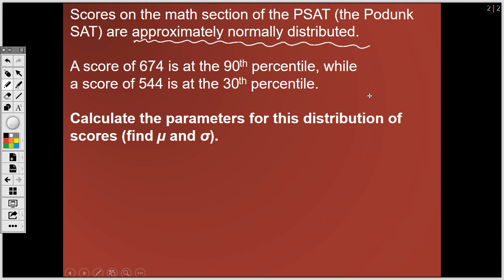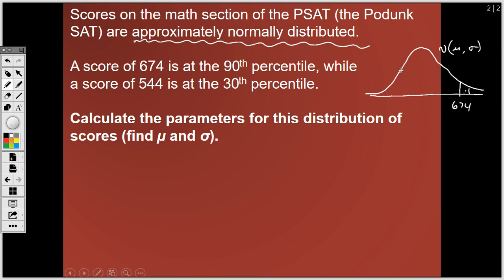And so when we're doing this, we are looking at a distribution that is approximately normal, but we don't know the mean or the standard deviation. That's what we're trying to find. So we don't know that. But I do know that the 90th percentile, if I cut off here, this is 0.9 of the curve, this is 0.1 of the curve. Okay, so 10% here, 90% here. The 90th percentile is at 674.